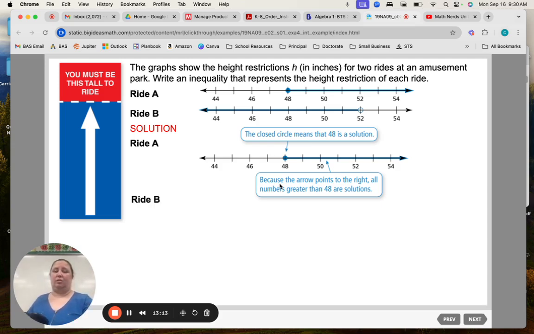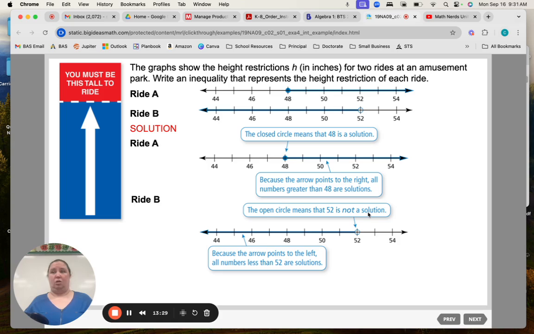48. So you're going to look also at ride B. What's the number there? Ride B, what's the number? 52, and is it an open circle or closed circle? Open. So does it include 52? No, if it's an open circle. So that means it's just going to be less than 52.